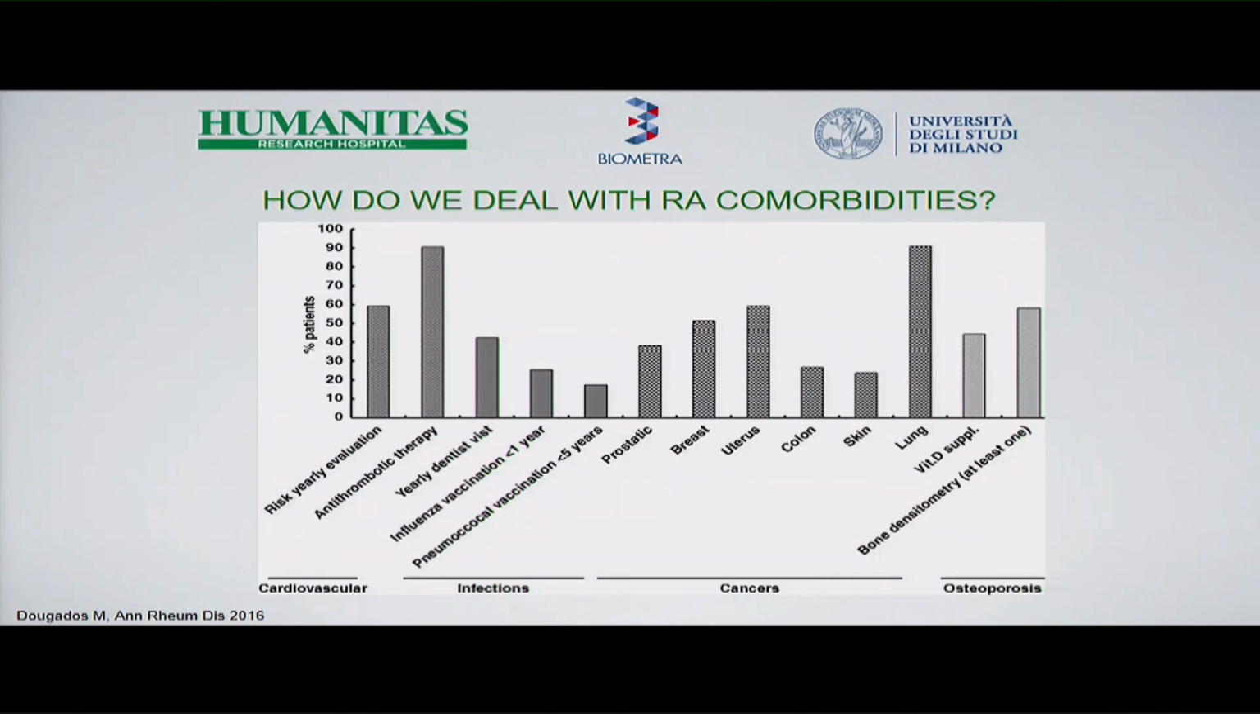How are we working on these? Quite poorly. Because if we look at the patients who have at least one risk yearly evaluation, that's slightly above 50%. If we look at patients getting a shot for influenza or pneumococcal infections, it's less than 20% of patients. So we're not really caring that well. What we're doing better is vitamin D supplementation. We do take better care of the lung. Nearly 90% of patients will be evaluated for the lung regularly. Same thing for antithrombotic therapy if needed.